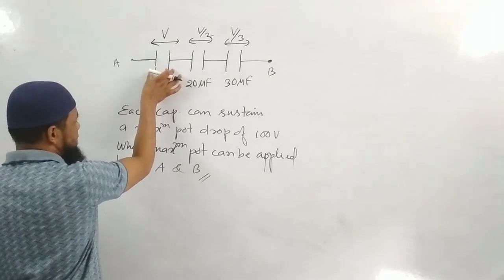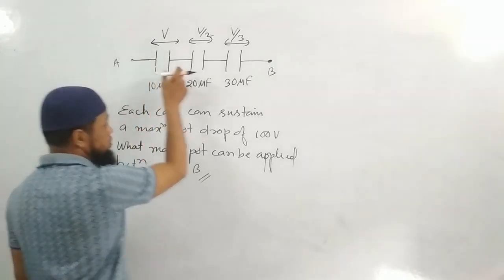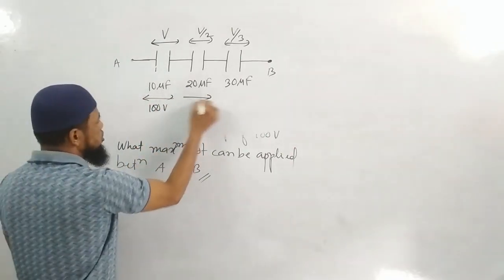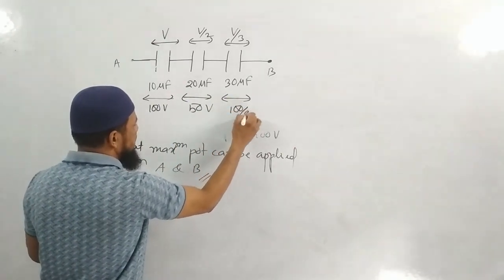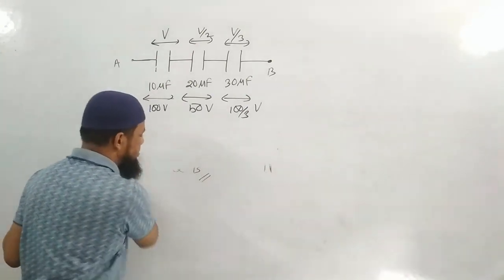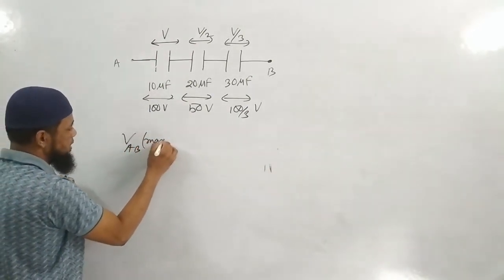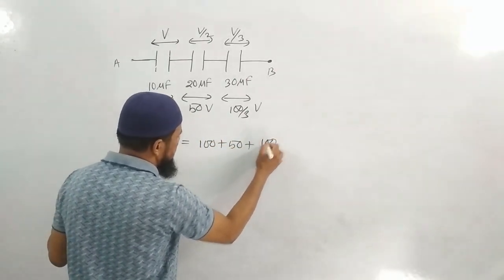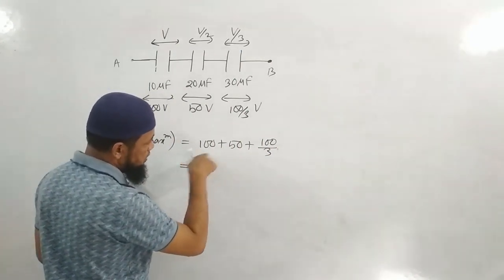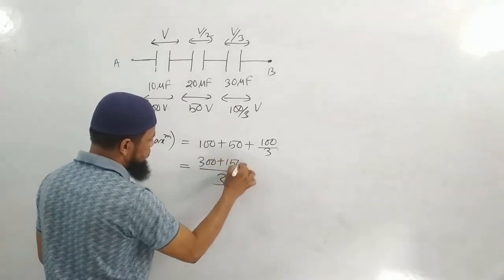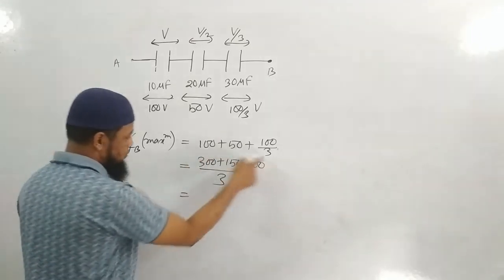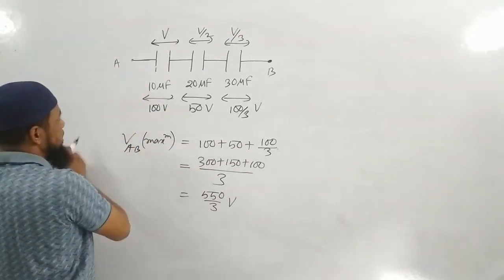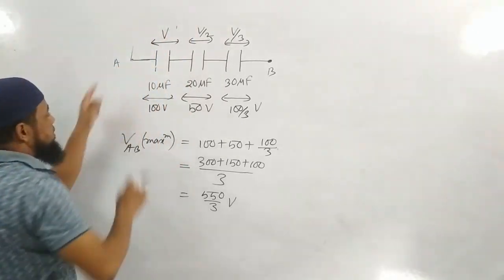So what is the total potential you can apply? You can apply a maximum potential of 100 volt across the first one. So if you make this potential drop across this one to be 100 volt, then this potential drop will become 50 volt. Then this will become 100/3 volt. So what is the total maximum potential you can apply between A and B? Let me take 100 plus 50 plus 100/3. So 550/3 is the maximum potential that you can apply between these 3 capacitors without damaging any of them.